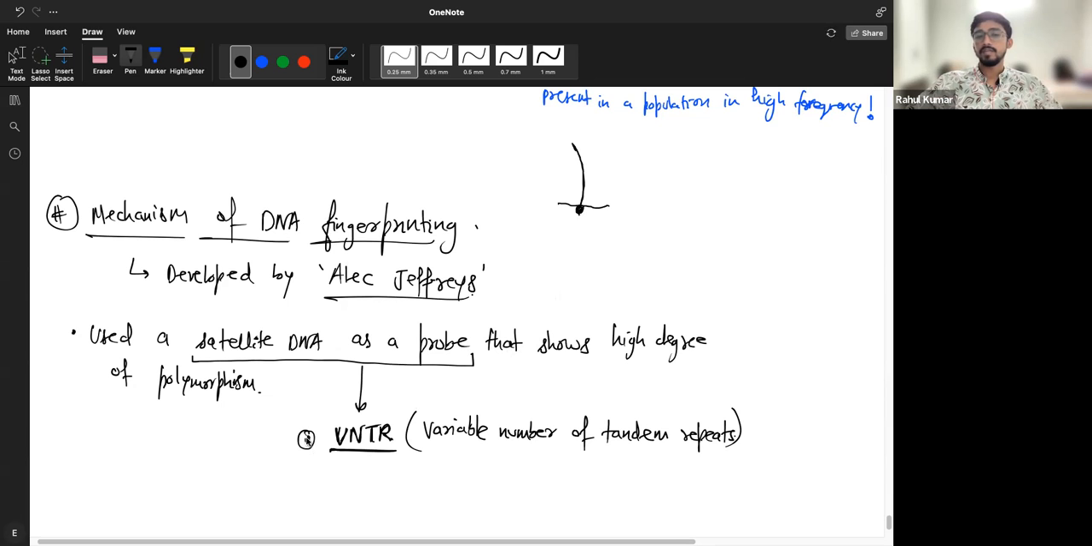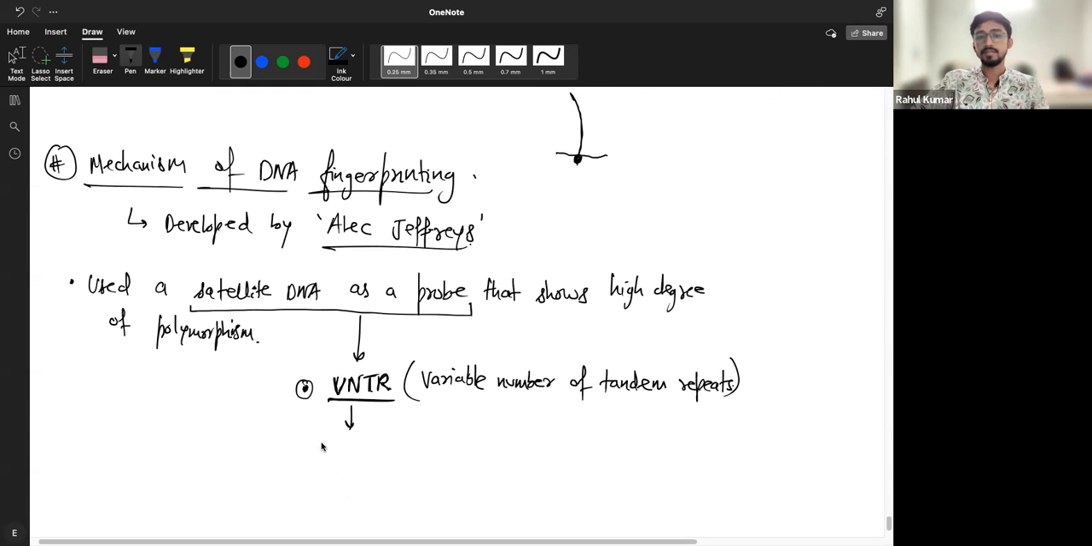So you take the sample, you look for the satellite DNA sequence, then you use that sequence as a probe, like make a complementary sequence that will be called a VNTR. Now you label that VNTR and make it radioactive. So the VNTR is mostly radio labeled so that we can easily see. It's a radio labeled probe.